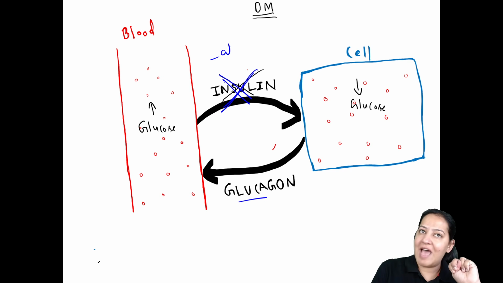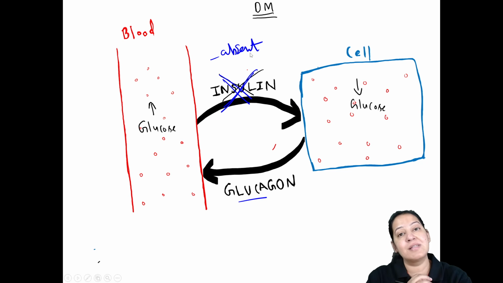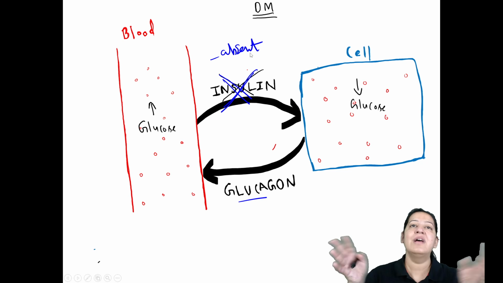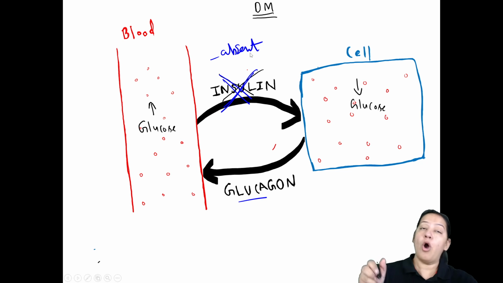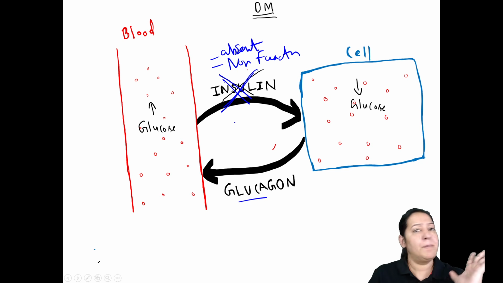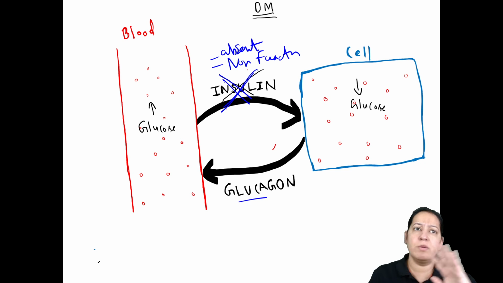Either the insulin is absent, because it is secreted by the beta cells of the pancreas, and the beta cells of the pancreas are destroyed. They cannot synthesize insulin, right? So insulin is either absent in the blood or it is present but non-functional. It cannot show its function. It is present, but it cannot shift the glucose from the blood to the cell. So glucose will remain in the blood only.